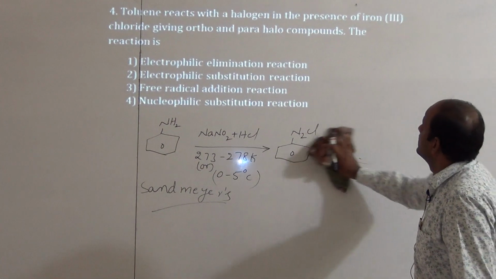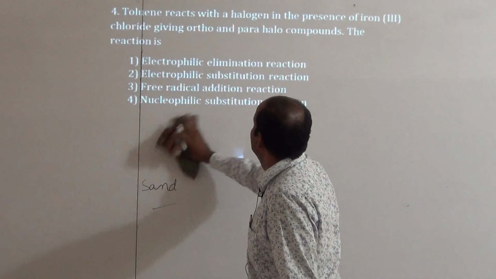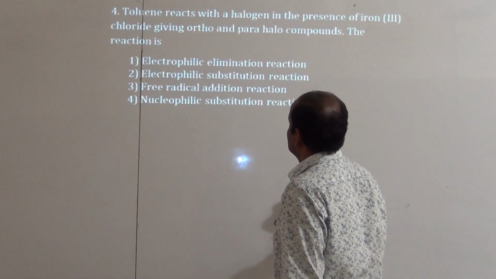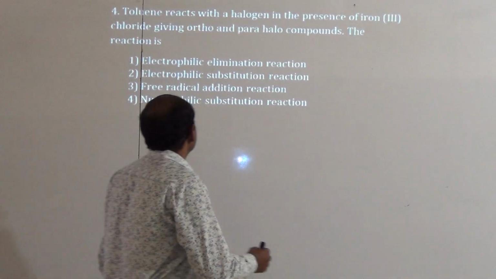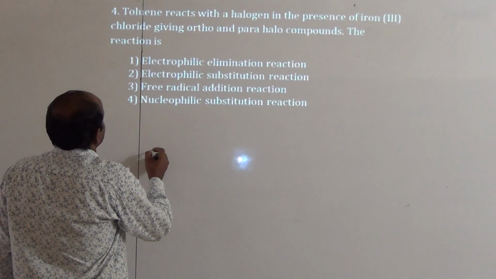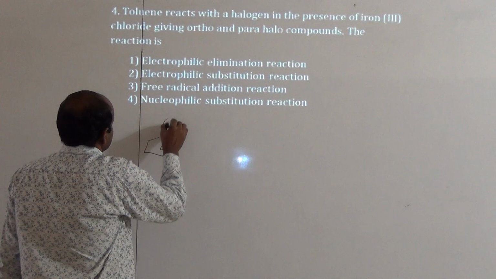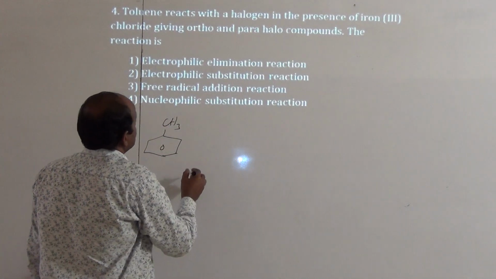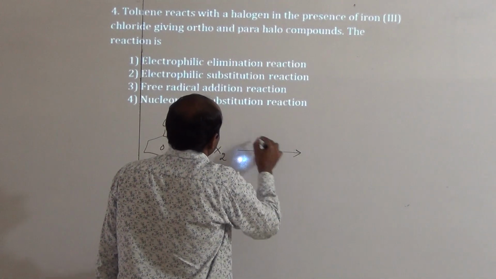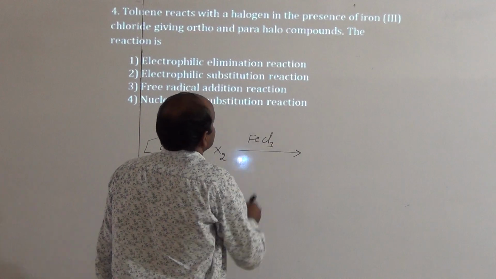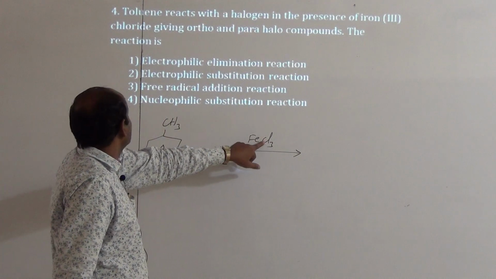Toluene reacts with a halogen in the presence of iron 3 chloride, giving ortho and para halo compounds. So they gave one reaction, and they ask which type of reaction that is. Toluene means C6H5CH3. It reacts with halogen X2 in the presence of FeCl3. The oxidation state of iron is 3, hence they gave iron 3 chloride.